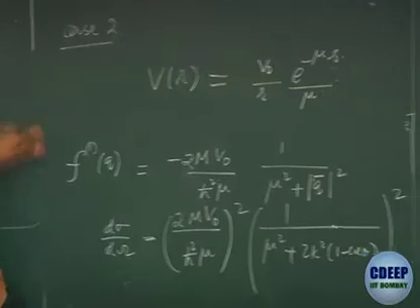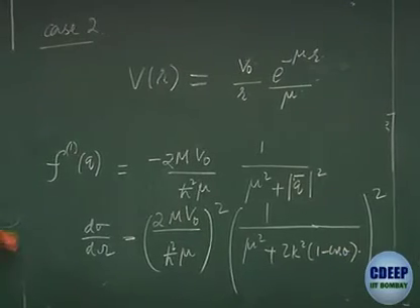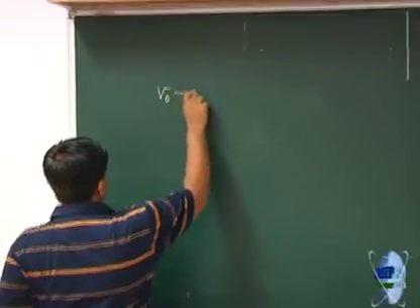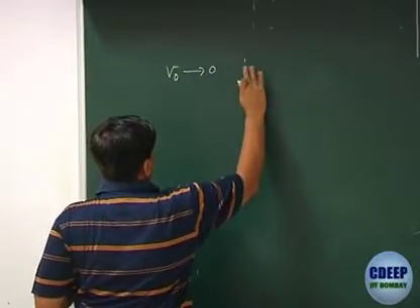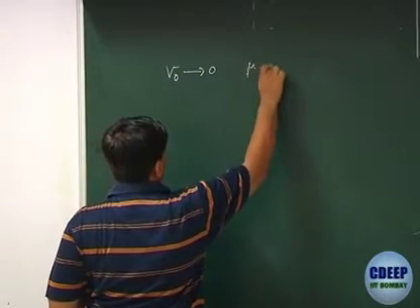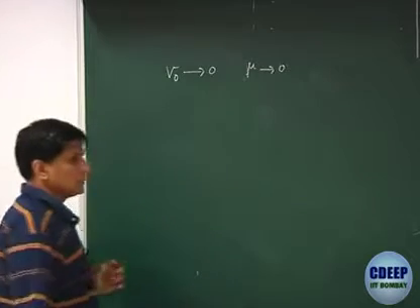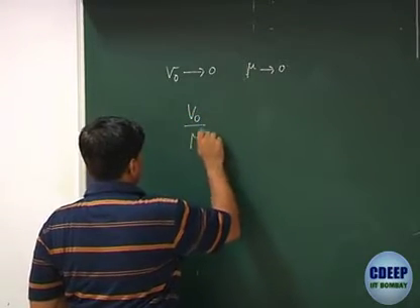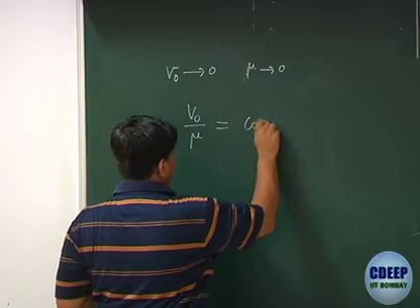Now I'm going to take a limit, which will give you some interesting result. Take the limit V0 going to 0 and mu0 going to 0 such that V0 by mu is a constant.